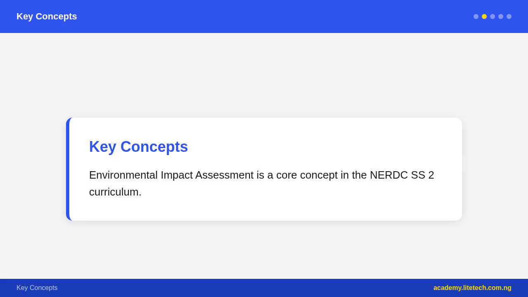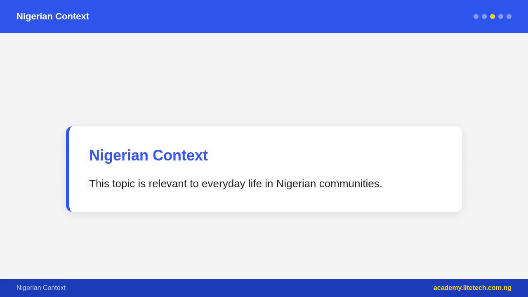Stage 4, mitigation and alternatives, identifies measures to avoid, reduce, or compensate for significant adverse impacts, and considers alternative sites, designs, technologies, and the no project option. Stage 5, environmental impact statement, EIS, the formal document presenting all findings, reviewed by the regulatory authority, NESREA/Federal Ministry of Environment, and made available to the public. Stage 6, monitoring and audit, ensures that predicted impacts do not exceed acceptable limits, verifies that mitigation measures are implemented, and is ongoing throughout project construction and operation.